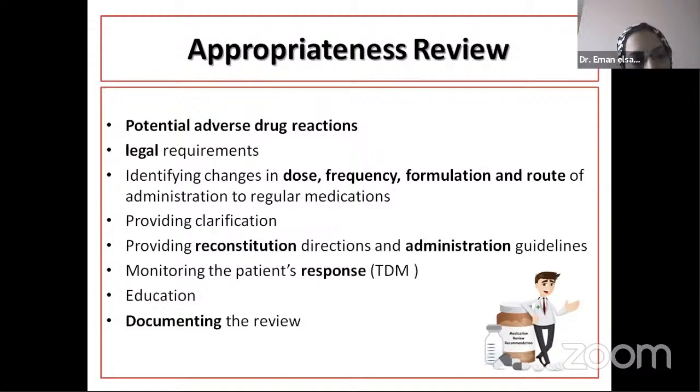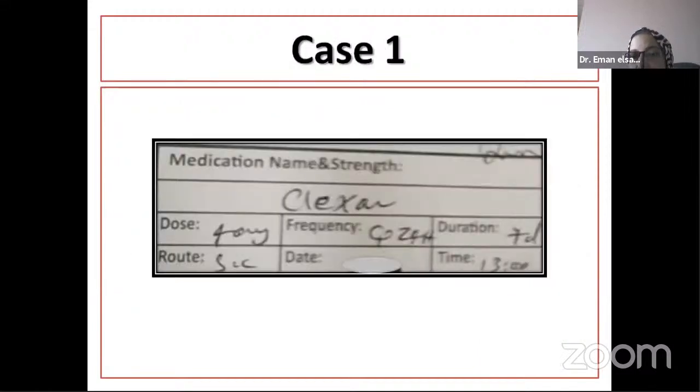Another intervention is to provide drug information. So that's some, not all, of the role of the clinical pharmacist or pharmacist intervention after reviewing the appropriateness of the medication sheet. Now let's discuss some cases as an example so we can implement what we discussed in appropriateness review.